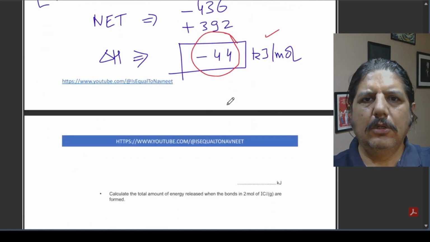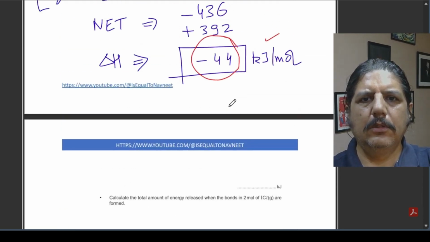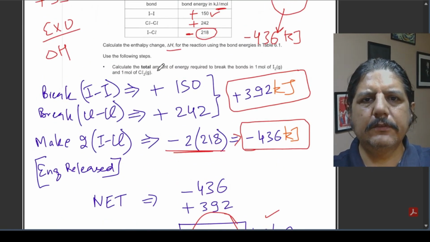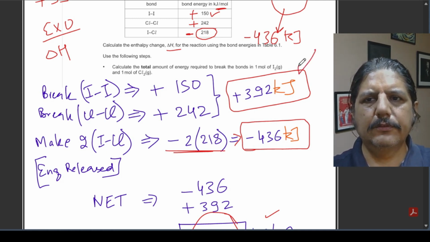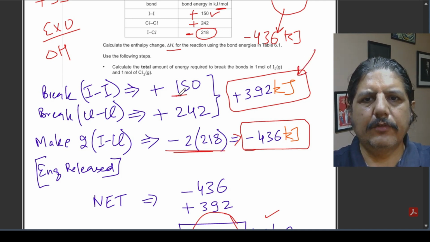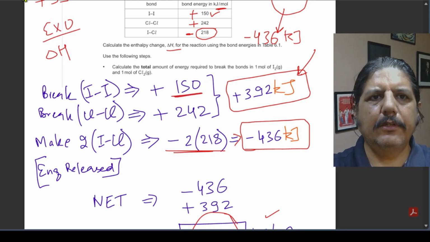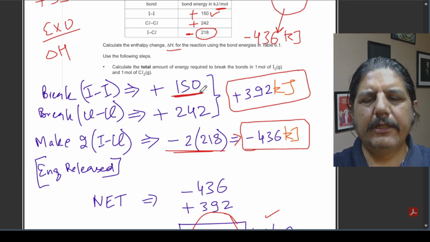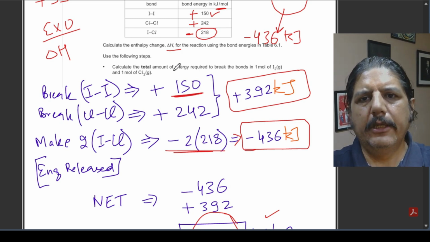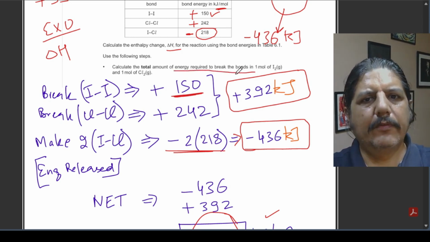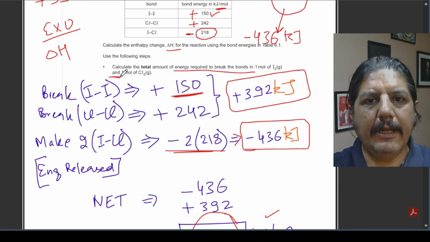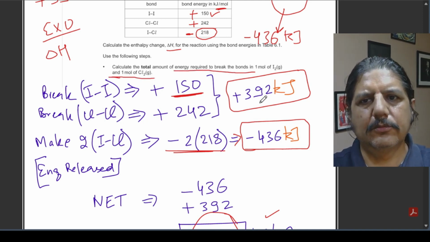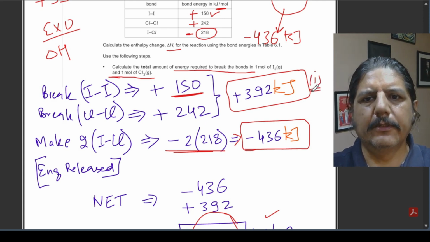Now the question which is being asked is: calculate the total amount of energy required to break 1 mole of I2 and 1 mole of Cl2. This is 392. Sorry, this is 150. You will be writing 150 here. So 150 kilojoule would be the energy required to break the bonds of 1 mole of I2, and then 1 mole of Cl2. So you'll have to add. So 392 kilojoule would be the answer for part 1.